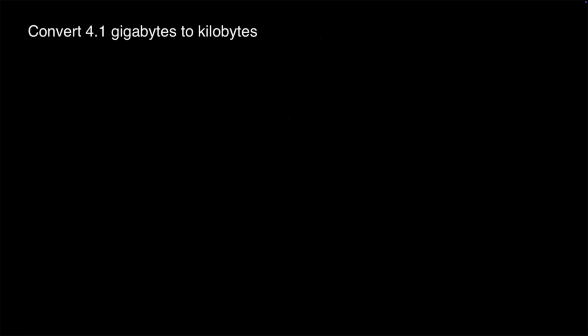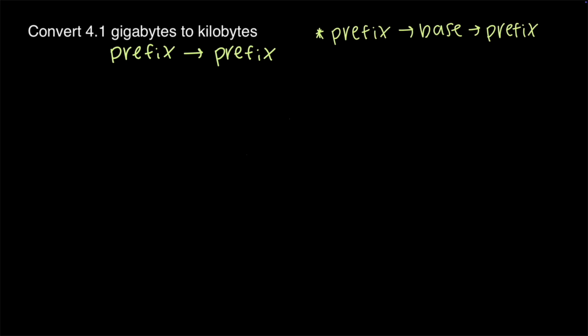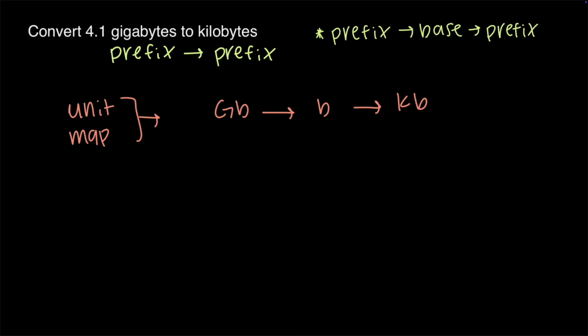For this question, we have convert 4.1 gigabytes to kilobytes. We are converting between two prefix units that have the same base unit. Gigabytes and kilobytes both have the same base unit, bytes. Our unit map is gigabytes to bytes to kilobytes. The conversion factors are 1 gigabyte is 1 times 10 to the 9th bytes, and 1 kilobyte is 1,000 bytes.